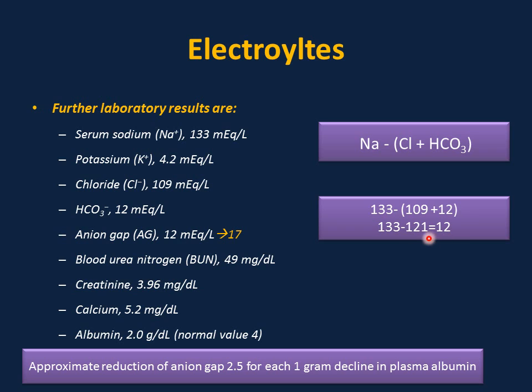So here you want to correct this anion gap because of the low albumin. For each 1 gram drop in the serum albumin, you need to increase the anion gap by 2.5. This patient has 2, so 4 minus 2 equals 2, so 2 times 2.5 equals 5. So 5 plus 12 is 17. So this patient is having metabolic acidosis with high anion gap.